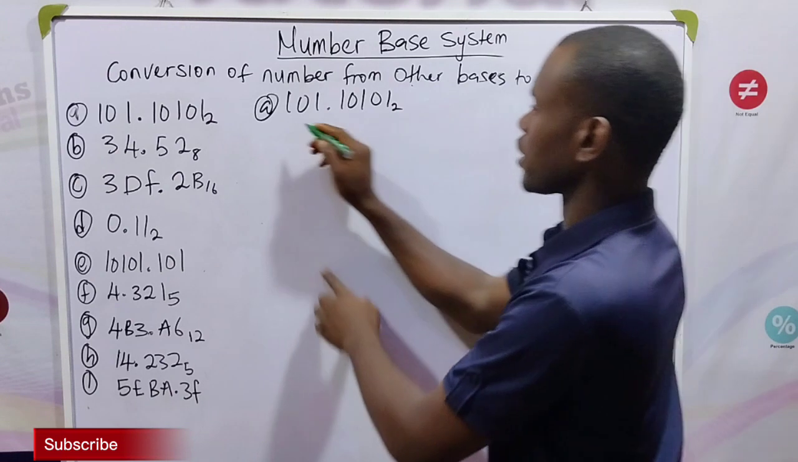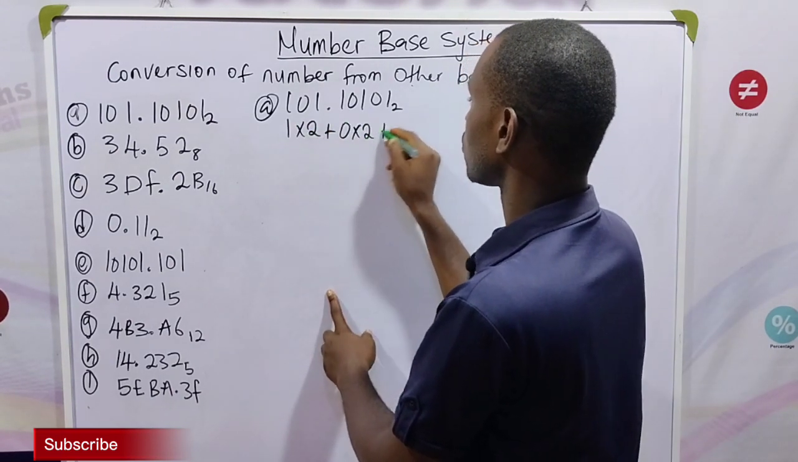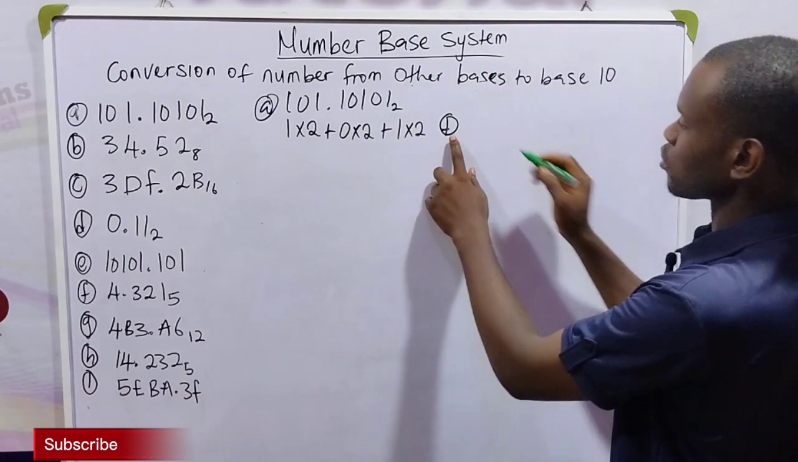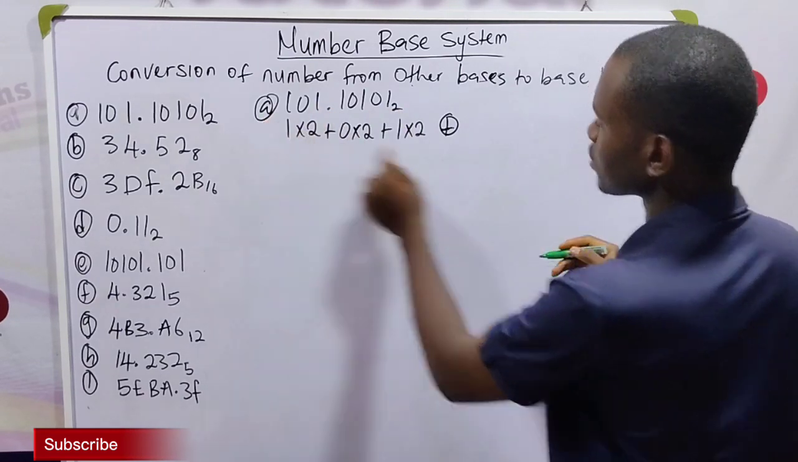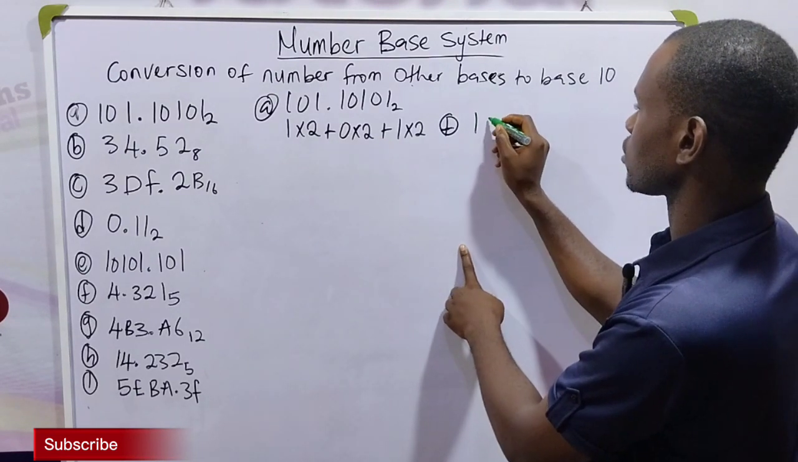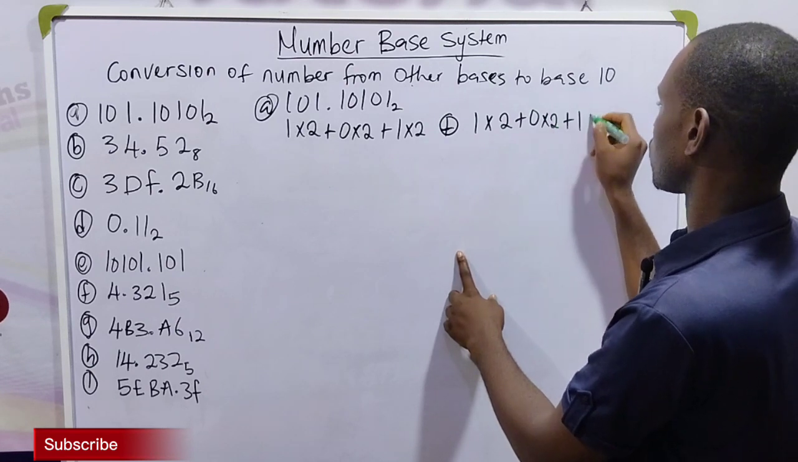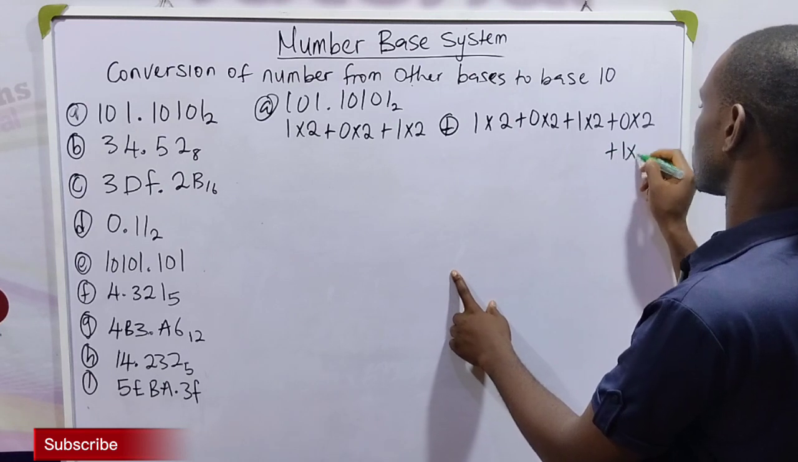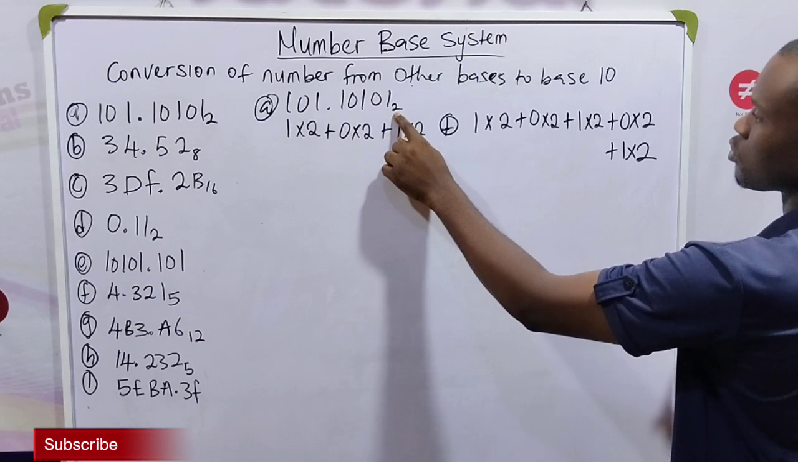So to convert it, we expand first. 1 times 2 plus 0 times 2 plus 1 times 2. Plus, I want to use this plus to show demarcation between the decimal part and the whole number part, but it's still the same thing as this plus. So we have 1 times 2 plus 0 times 2 plus 1 times 2 plus 0 times 2 plus 1 times 2. So I have expanded all these guys using the base 2.